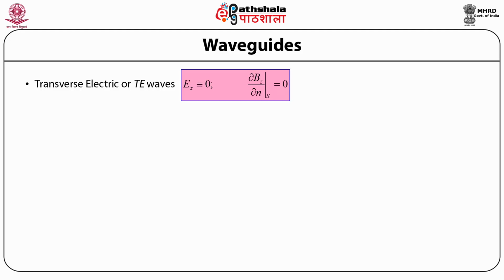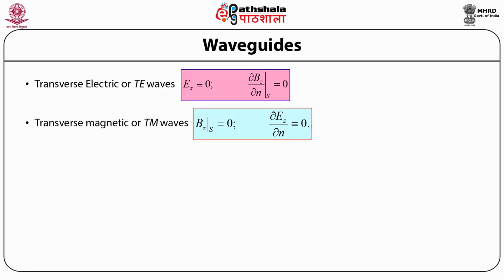Similarly, the other condition that we define is that of the transverse magnetic waves or the TM waves, where the Z component of the magnetic field is 0 at the interface, that is Bz at S is equal to 0, while the partial derivative of the longitudinal component of the electric field, that is del Ez by del n, is equal to 0 at the surface.